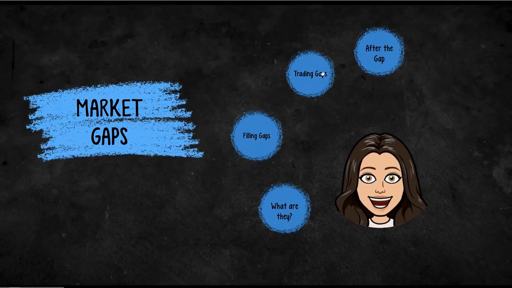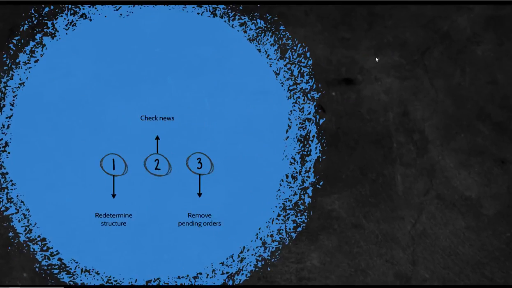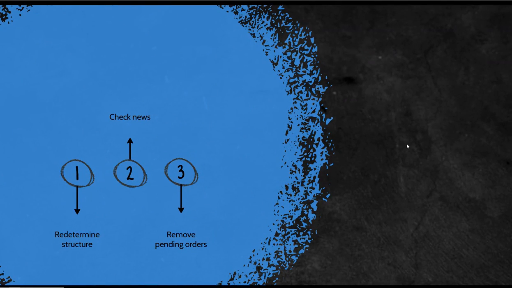Okay, and then after the gap. So this is the last thing I wanted to talk about. I know this is a quick video, so we'll keep it pretty short here. But after the gap occurs, there are 3 things that you should really look at doing. And not in any particular order, but you do want to redetermine structure. So this goes back to what I said, ensuring that you're either at or near a zone. And you want to determine too.